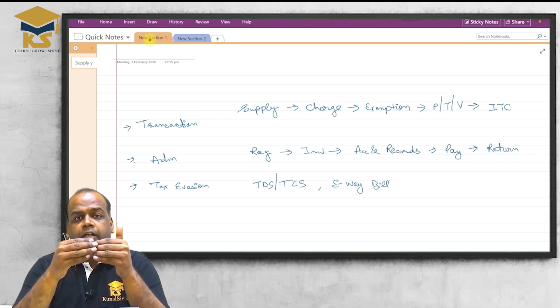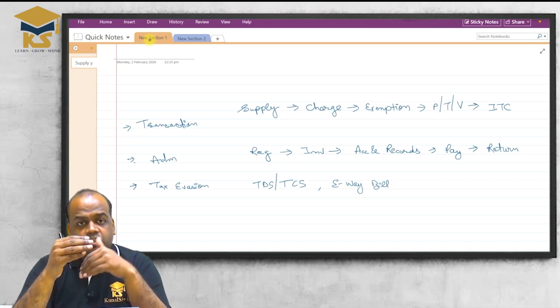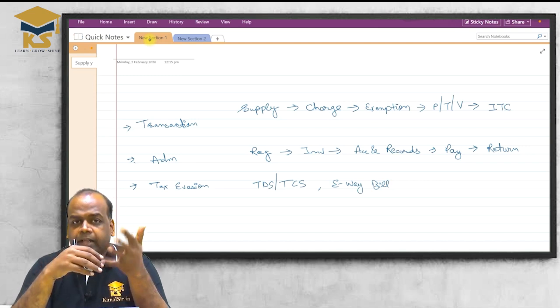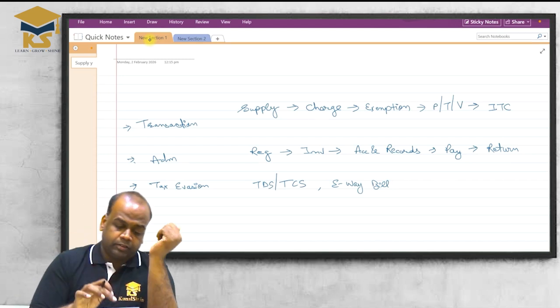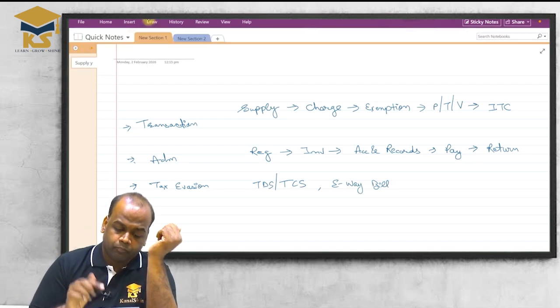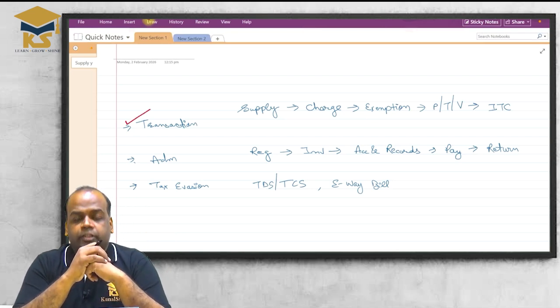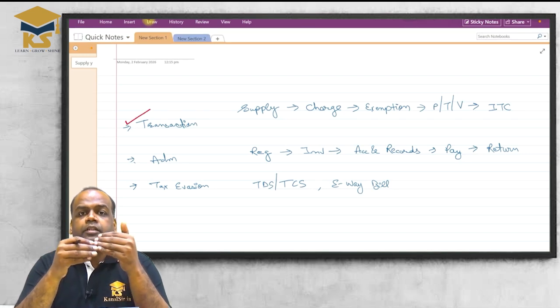But if we start from chapter 2, supply, the actual GST law starts from chapter 2 to chapter 15. Now for better understanding, I have divided your syllabus into 3 parts. Now what are those 3 parts? Part 1 is related to transactions, like whatever transactions are taking place, purchase, sale.